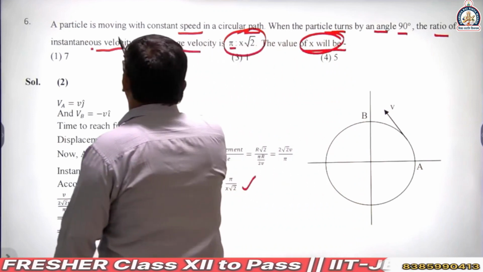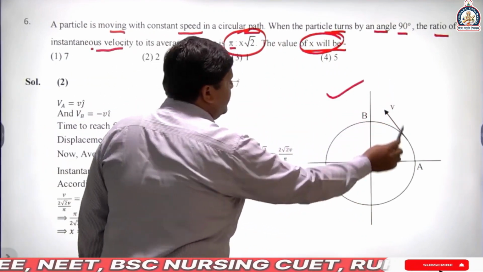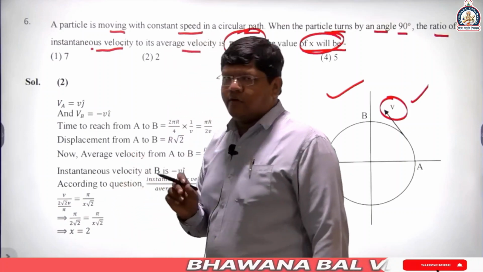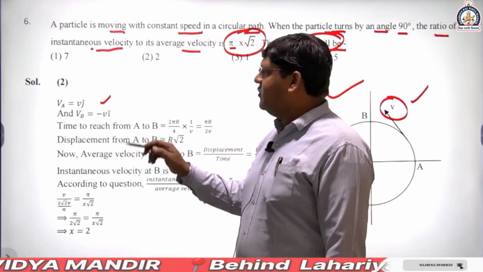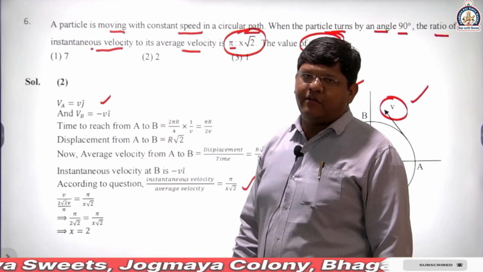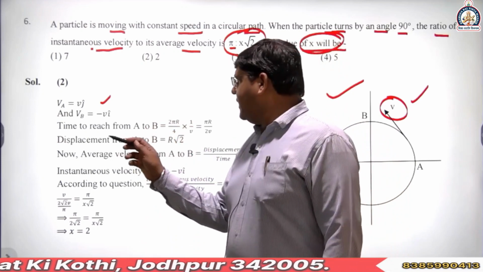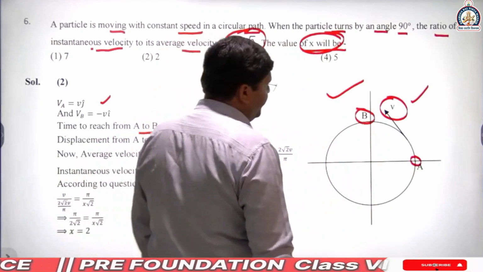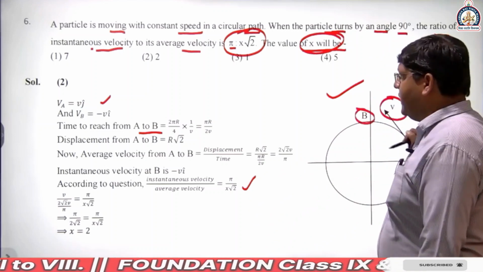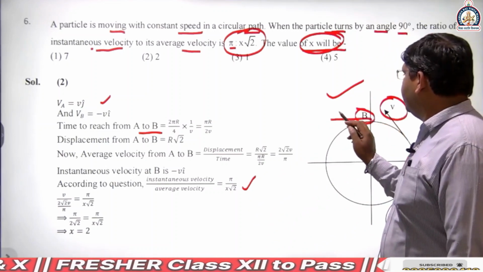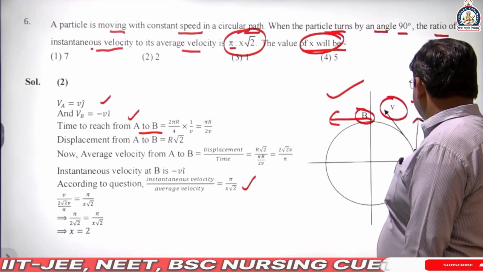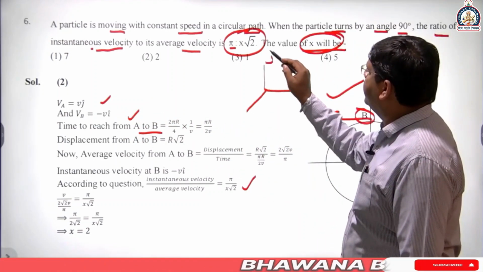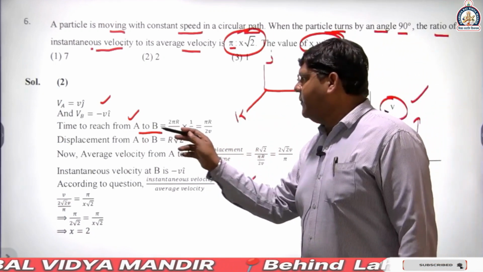Now, when a particle is moving with a constant speed in a circular path, this diagram comes to your mind, yes or no? This is the circular path of the particle having velocity v. Now we can write Va is equal to Vj and Vb is equal to minus Vi. We just divide the velocity into components of i, j, k unit vectors. There are 2 points, A and B. For A we have written the velocity component as Vj, and for B we have written the velocity in this direction as minus Vi, because when we resolve in component unit vectors i, j and k.